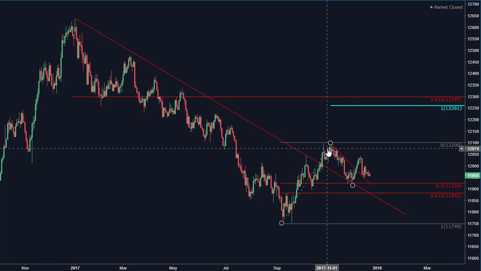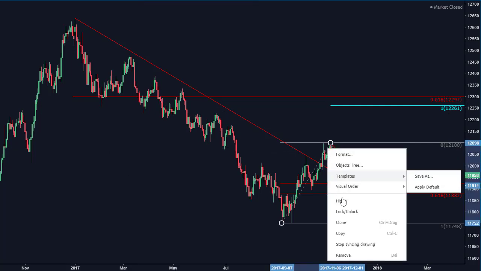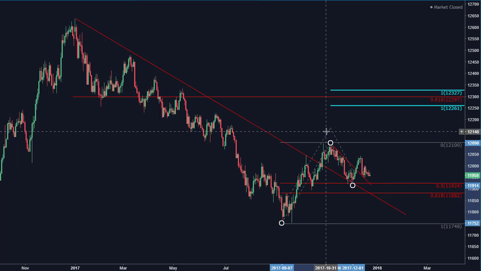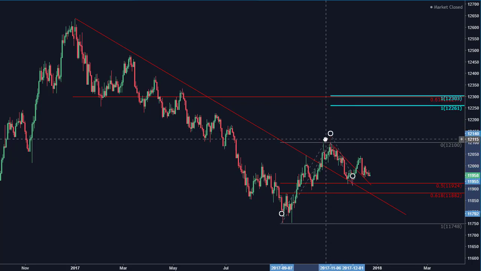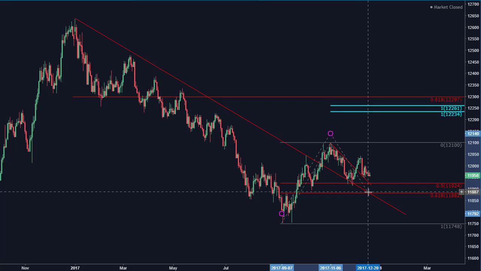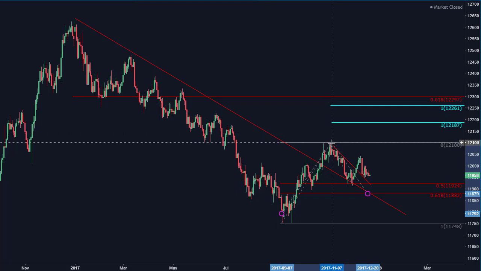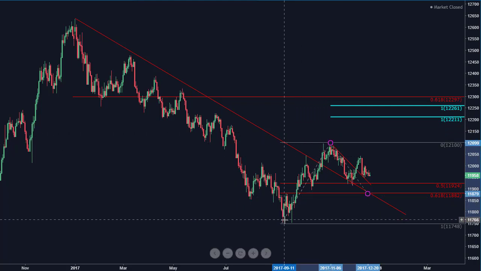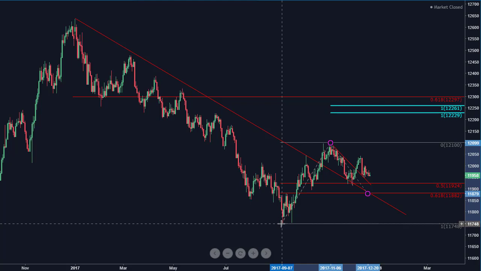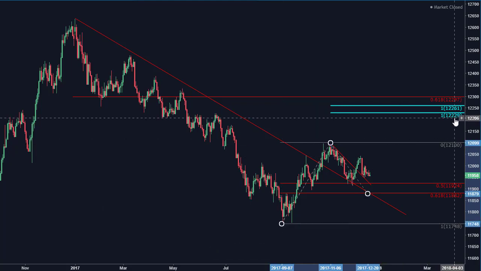So what I'll do is let me just clone this just in case we actually hit this 61% retracement level. If we were to hit the 61% retracement level, then I'm calling a projected move to looks like 12,229 versus 12,261. So this zone over here is really going to be a target that I'm looking for the dollar to hit at some point coming into the new year.